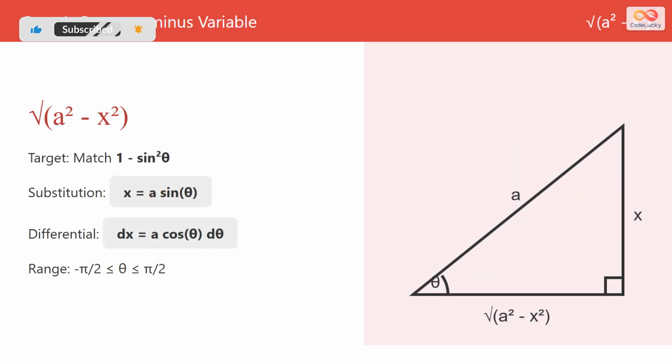Let's look at the first case. When you see the square root of a squared minus x squared, think of the identity involving sine. We substitute x equals a times sine theta. This matches the form 1 minus sine squared. Visually, this corresponds to a right triangle where x is the opposite side and a is the hypotenuse.